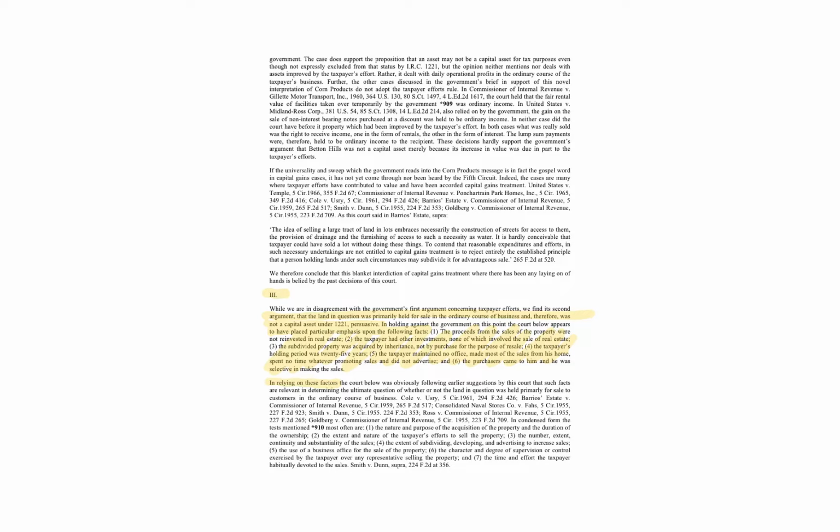"In condensed form, the tests mentioned most often are the nature and purpose of the acquisition of property and the duration of ownership, the extent and nature of the taxpayer's efforts to sell the property, the number, extent, continuity, and substantiality of the sales, the extent of subdividing, developing, and advertising to increase sales, the use of a business office for the sale of property, the character and degree of supervision or control exercised by the taxpayer over any representative selling the property, and the time and effort the taxpayer habitually devoted to the sales." Woo, it's a mouthful. So those 7 factors.